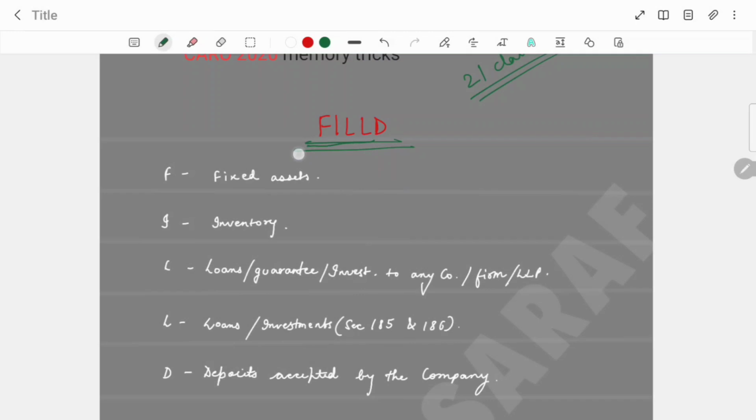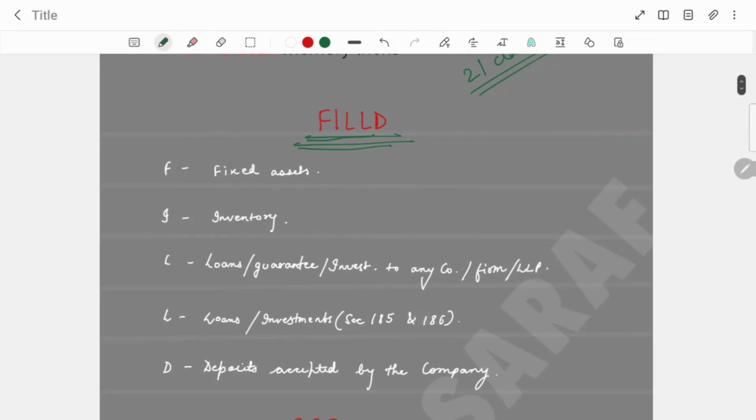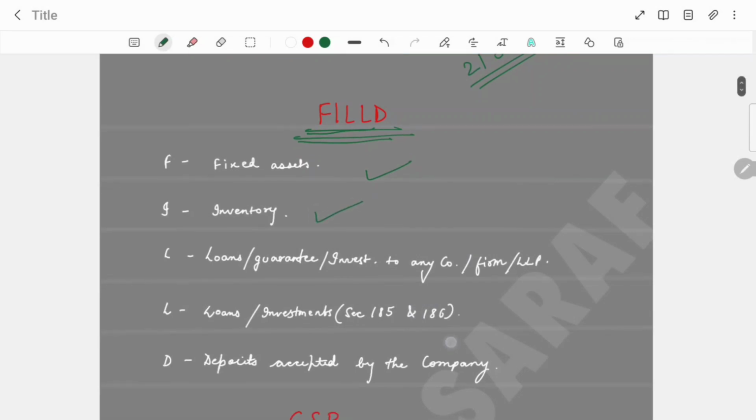The first memory trick is FILLD, and not FILED. So instead of E there is L. From F the first will be fixed assets, from I it will be inventory, from L it will be loans, LGI. You have studied it in law also, wherever there is loan, guarantee, investment. So loan, guarantee, investment to any company, firm or LLP. This is from L. From L you can easily remember loans.